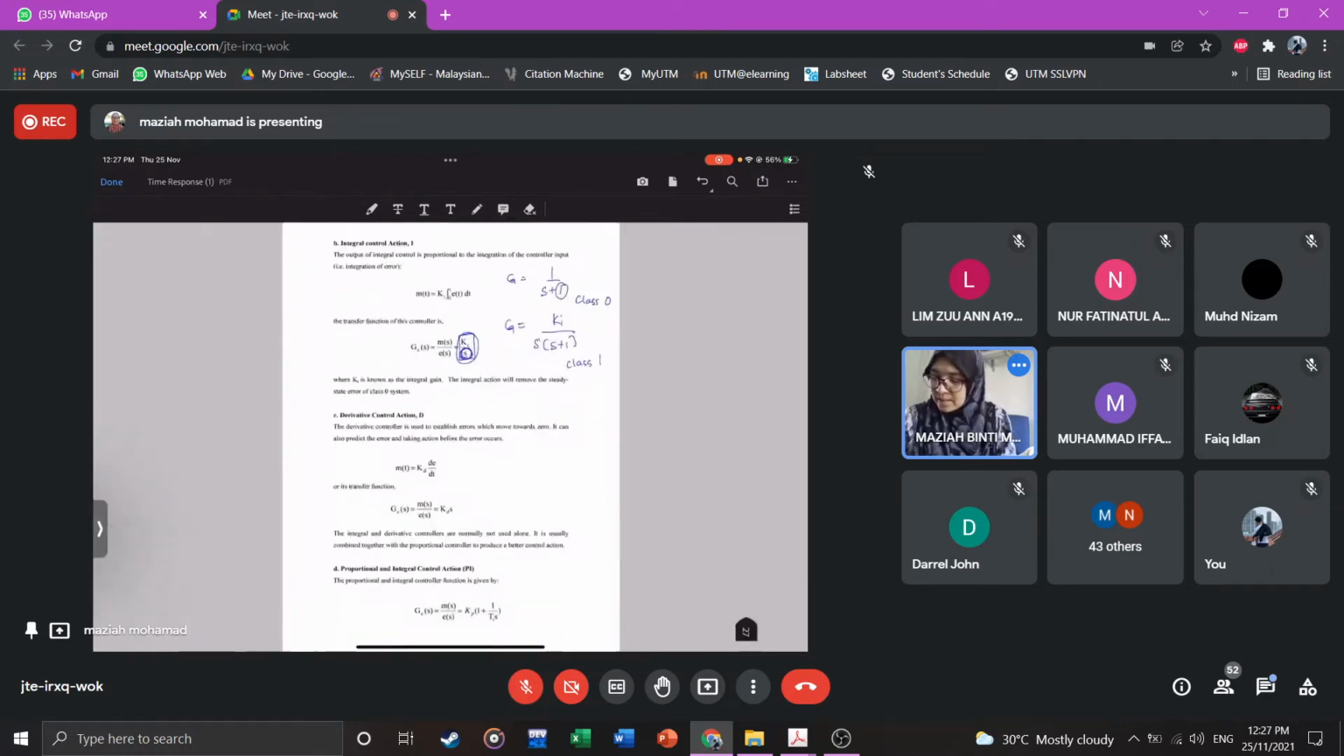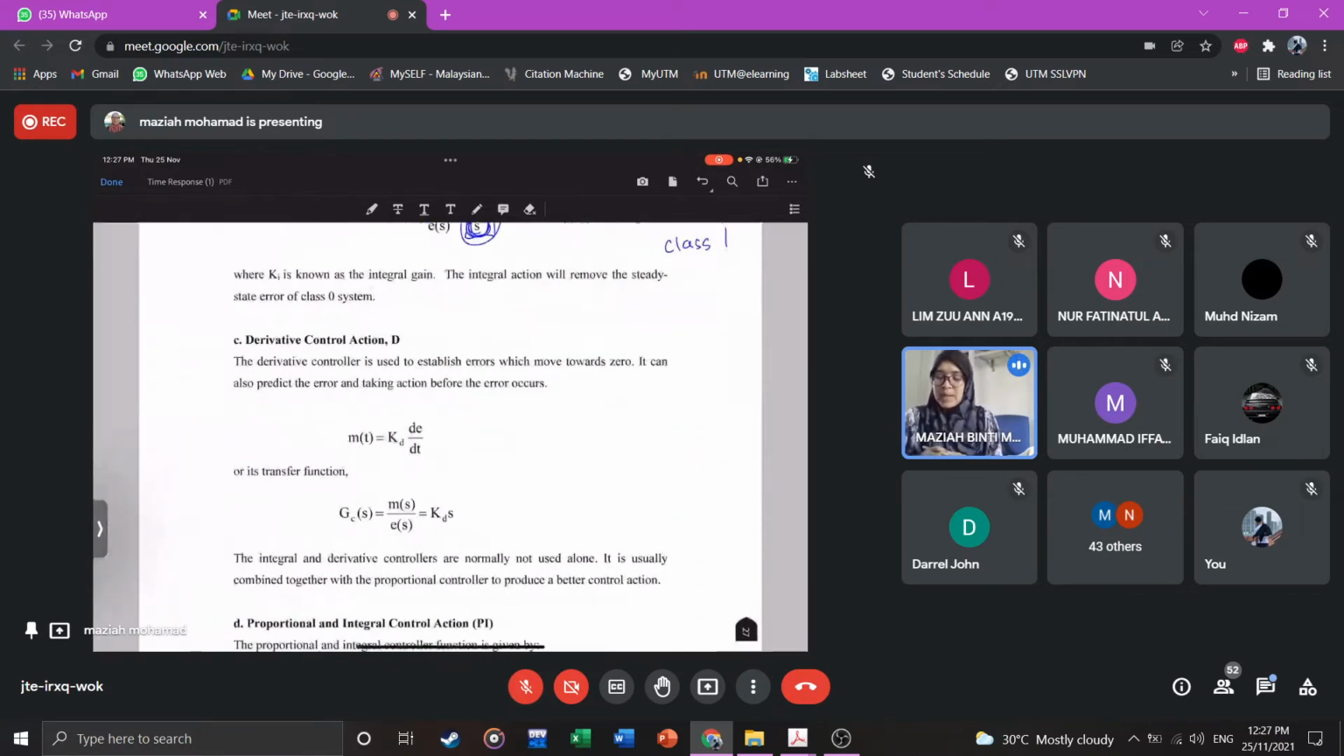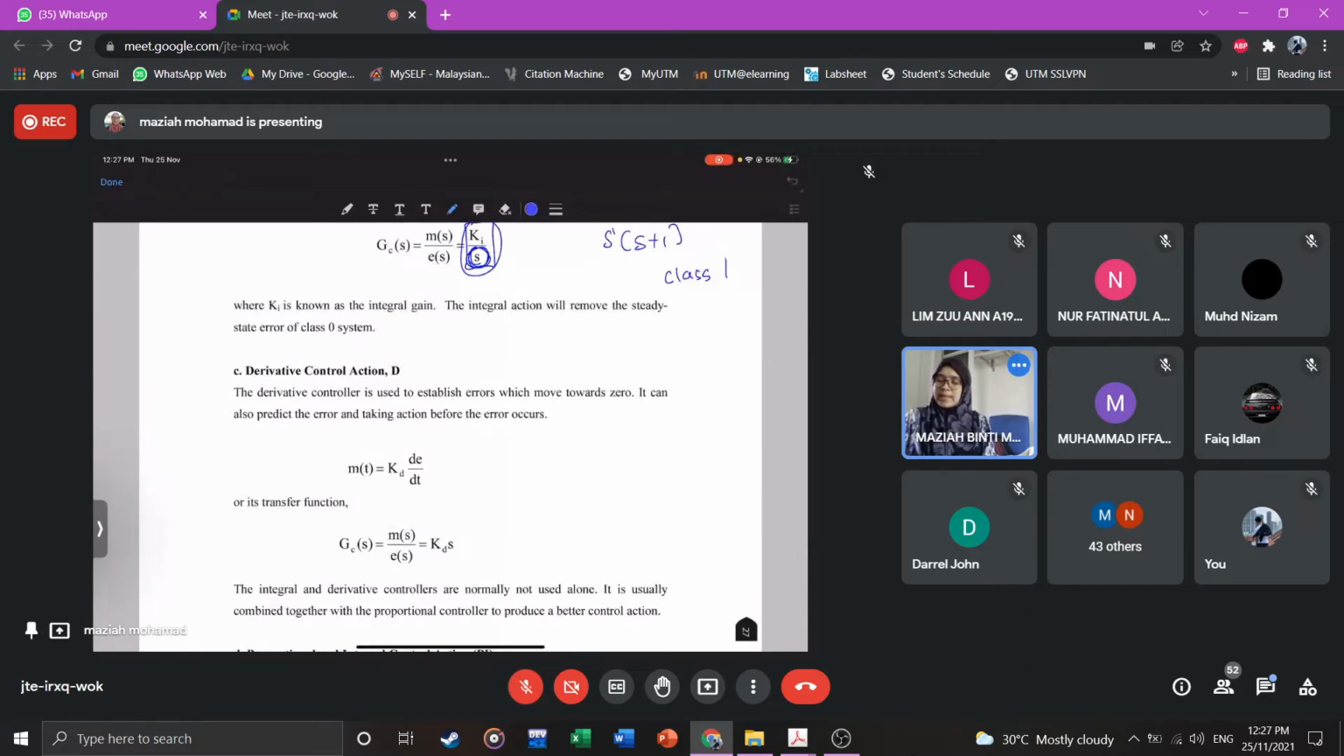The last part in a PID controller is derivative control action. In terms of transfer function, it is KDS. The function of derivative here is to predict the direction of the error, because if you differentiate, you actually get the gradient.